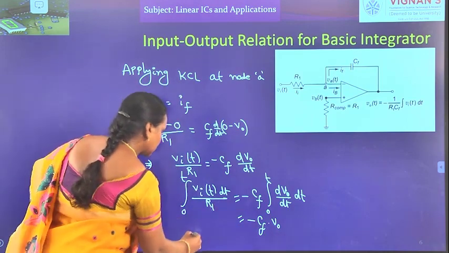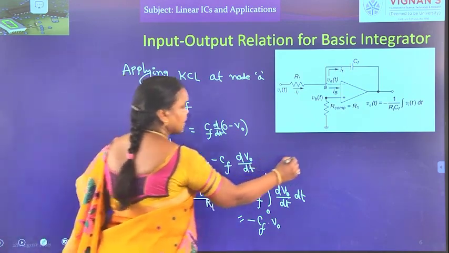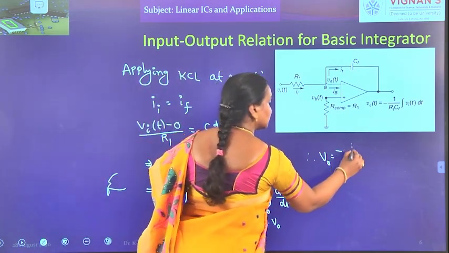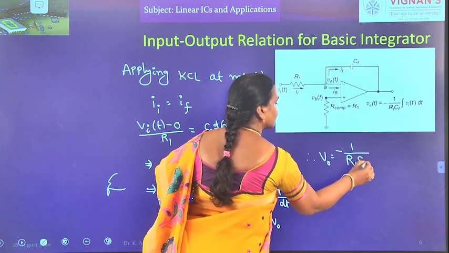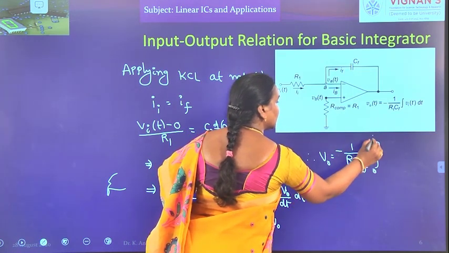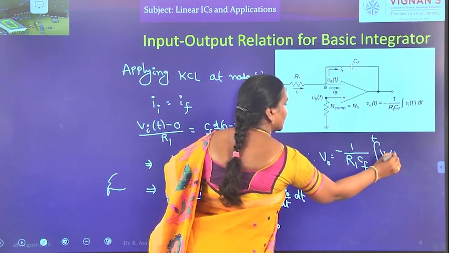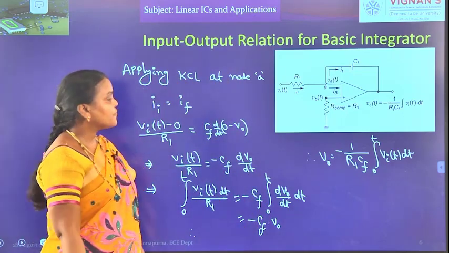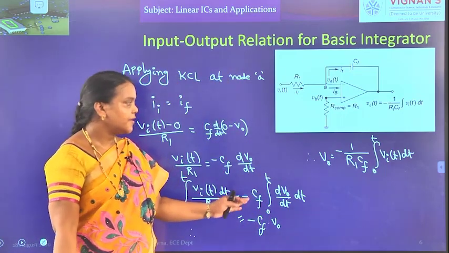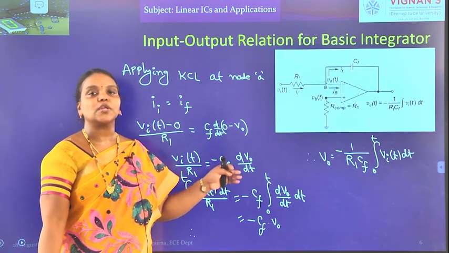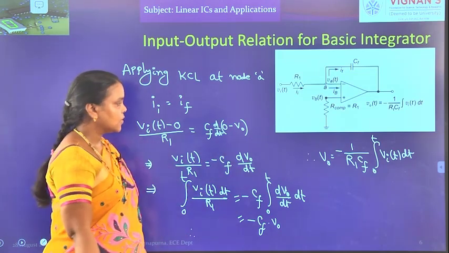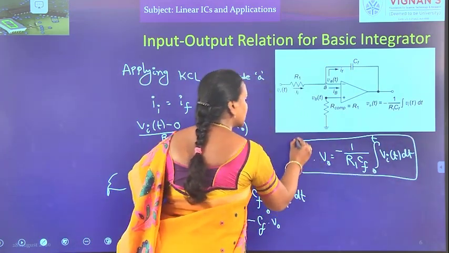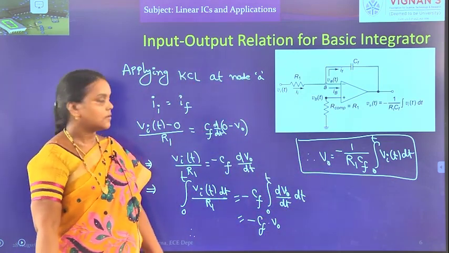Then what is V naught? Therefore, V naught is equal to minus 1 by R1 CF integral from 0 to t of Vi of t dt. So, from this expression you can easily understand the output is directly proportional to the integration of the input. So, here we have proved that this circuit is giving us the integration of the input signal.